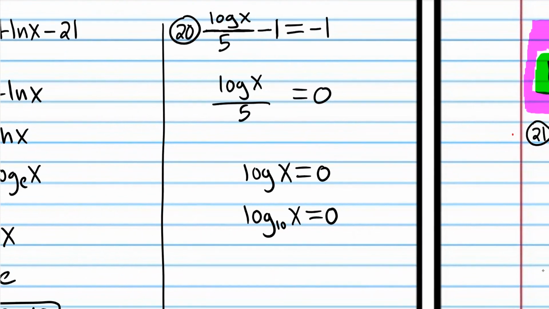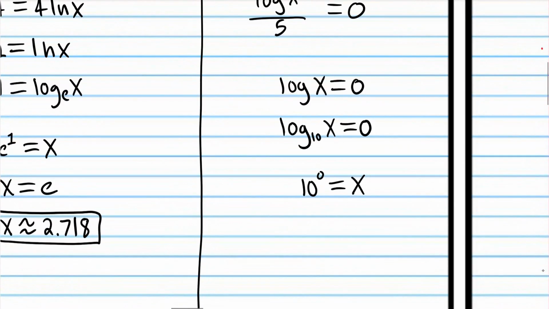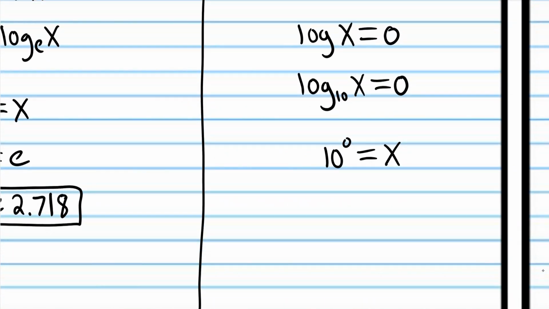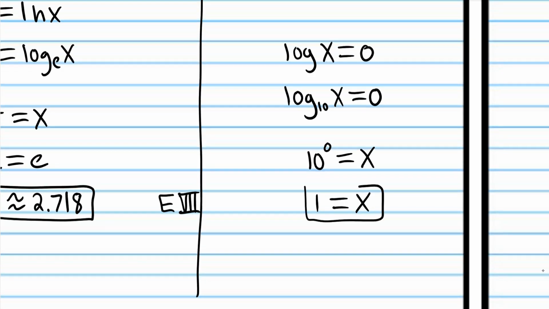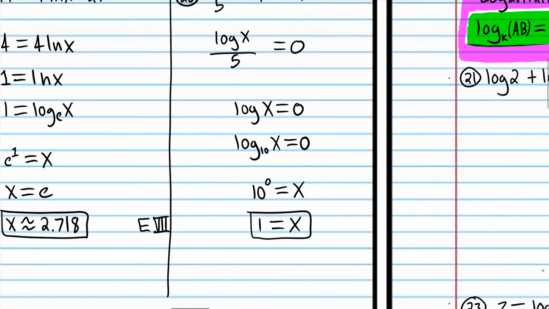We can translate to an exponential equation. The base is 10, the exponent is 0, and whatever's in the log function goes on the other side of the equation. Well, 10 to the 0 power, that's going to require exponent rule 7. And anything raised to the 0 power is just 1. So we're done. That's it.